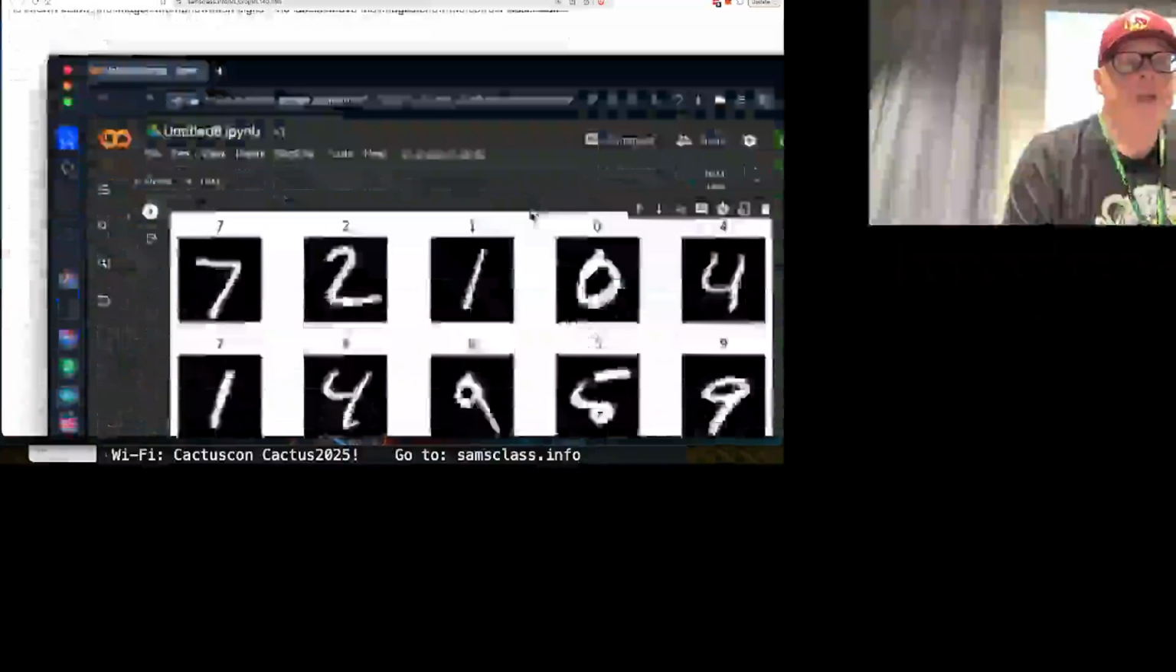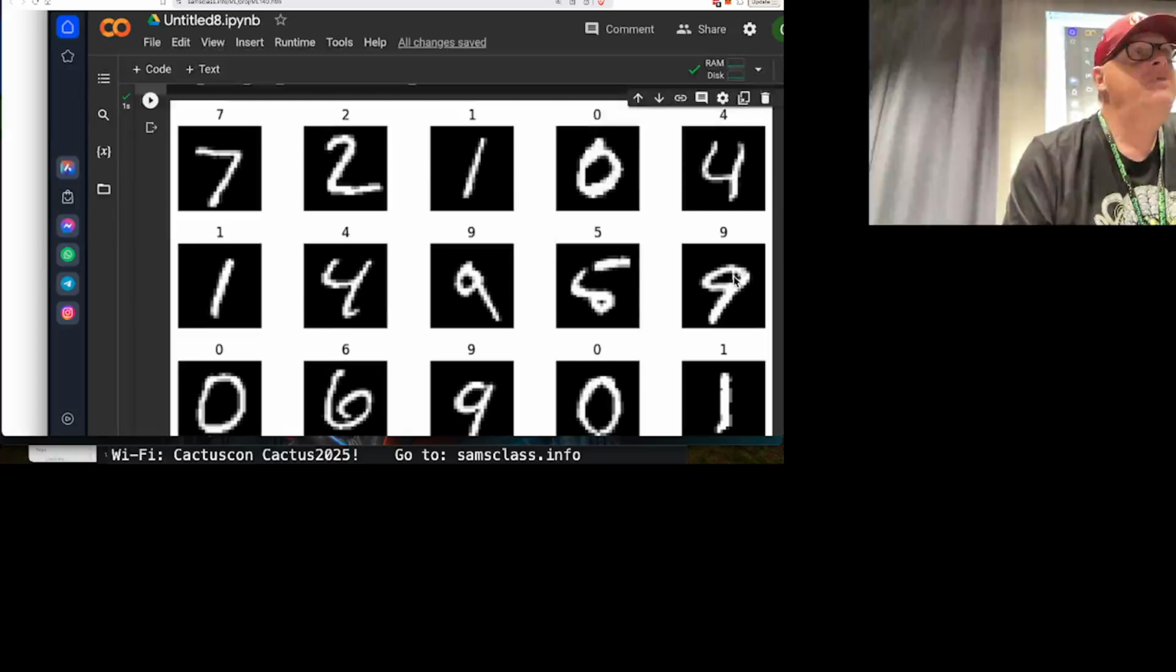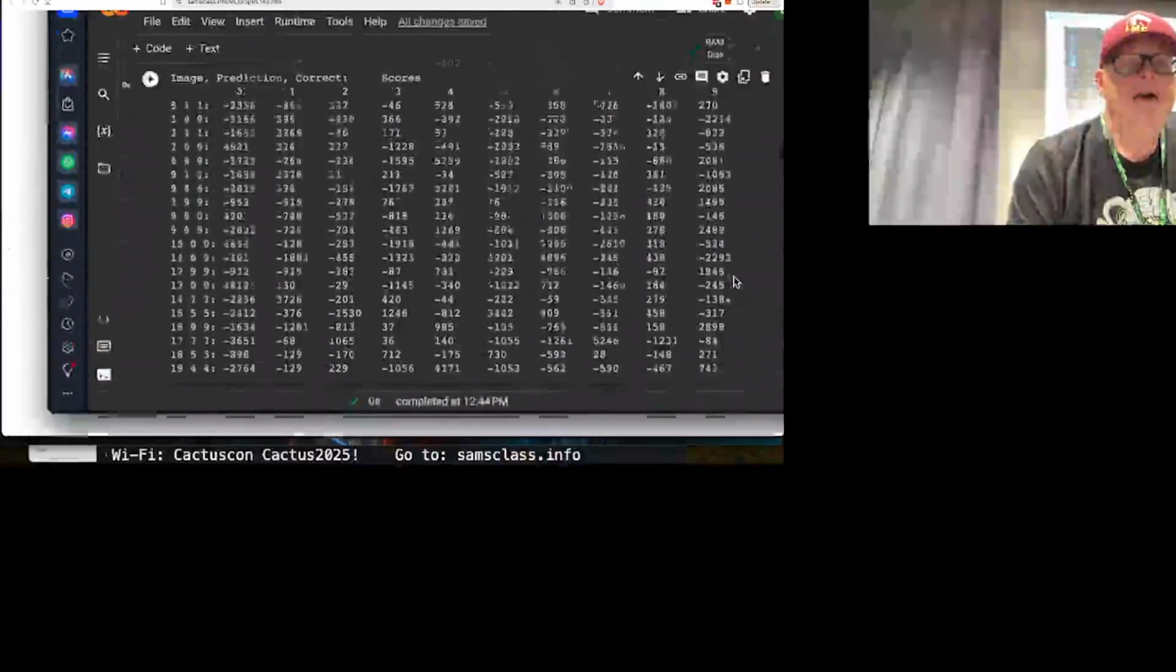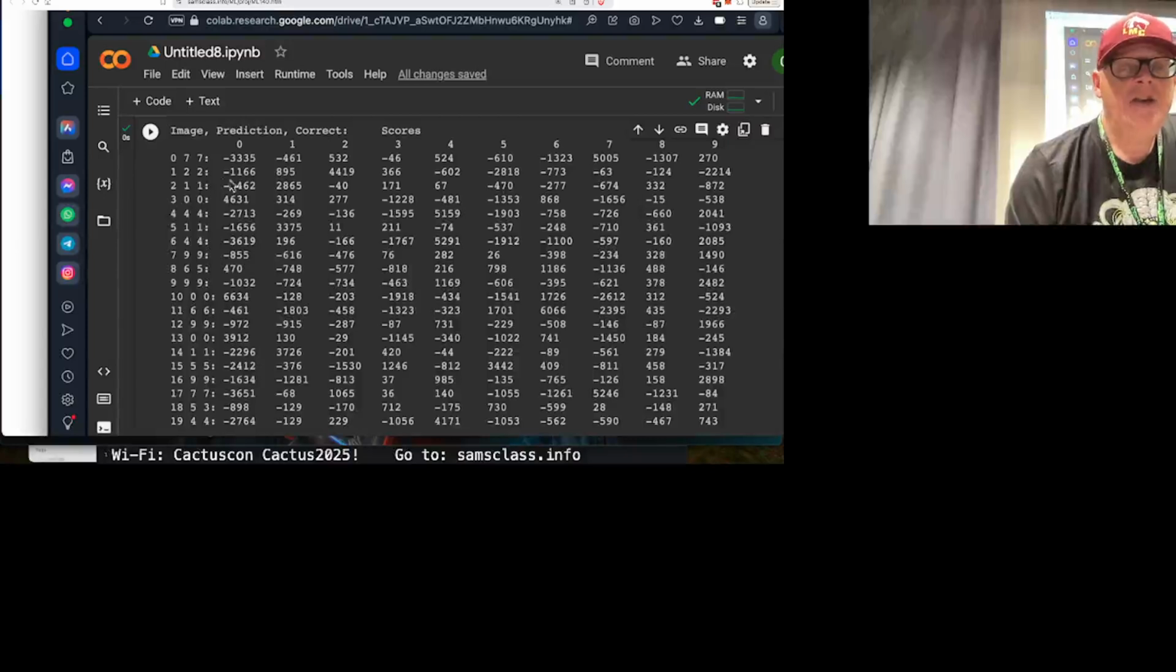So here, you get the images. It's again these handwritten digits we're trying to categorize. You train your model, and your model is pretty good, and you can see how often it is correct. And here's the actual output, by the way. The image number 0 is a 7, and it's predicted to be a 7. Here's the output of the model for each parameter, and see, 7 is 5005. All the others are negative or small, like 270, so the largest signal is the one we call right.